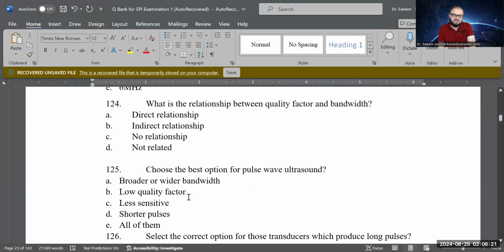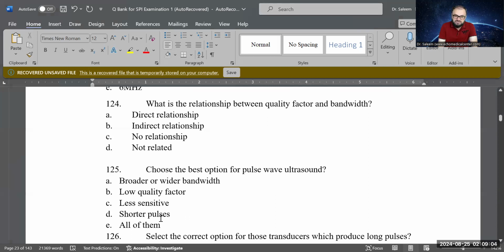Okay, this question is asking, choose the best option for pulse wave ultrasound. Which of the following options are correct for pulse wave ultrasound? Because we have two types of ultrasound, don't forget: one is continuous wave ultrasound, one is pulse wave. Now this question is asking which option is suitable for pulse wave ultrasound. A, broader or wider bandwidth. B, low quality factor. C, less sensitivity. And D, shorter pulses. Or E, all of the above. What do you think? Which one will be the correct answer?